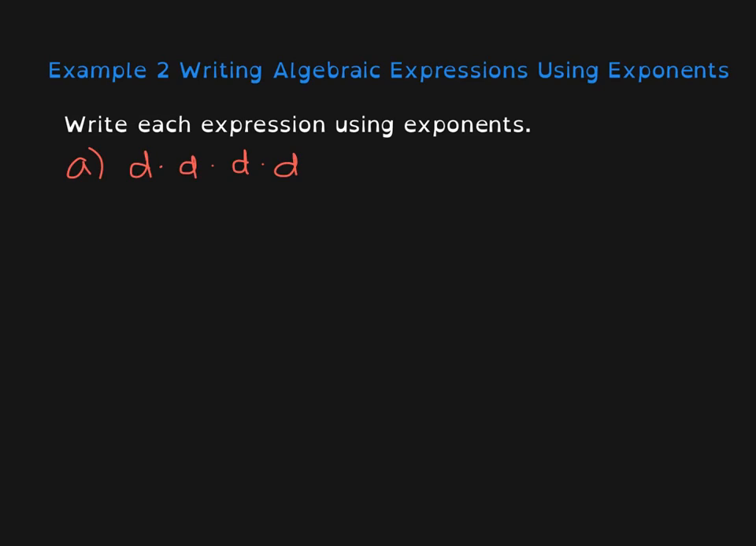So because d is used as a factor 4 times, its exponent is 4. So this would simply just equal d to the 4th power.